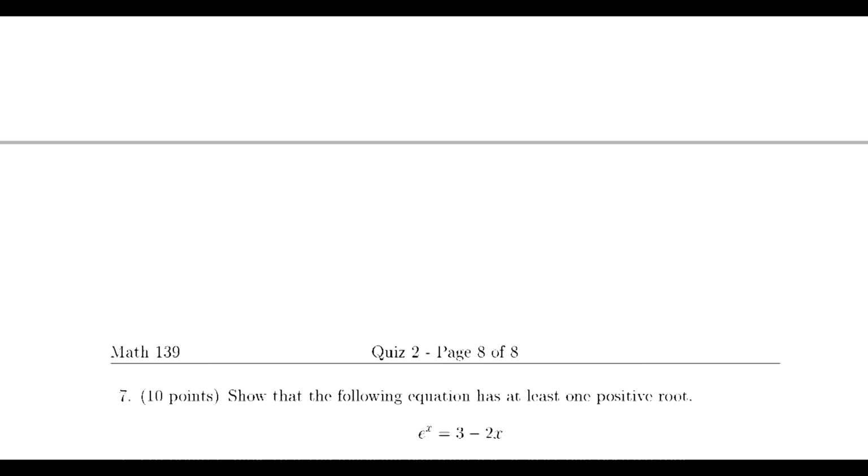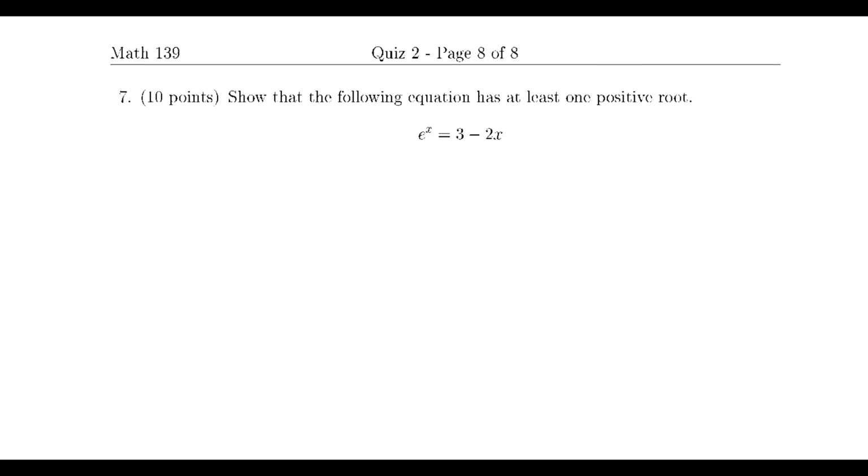Question 7 is pretty much the same thing here. We want to show that the following equation has at least one positive root. So what this means is that we have the interval 0 and infinity. So we'll do the same thing. We'll set up a function f of x. It's going to be equal to 3 minus 2x minus e to the x.